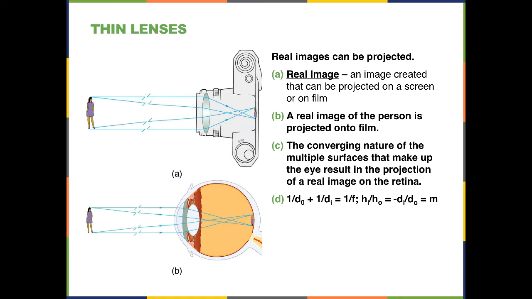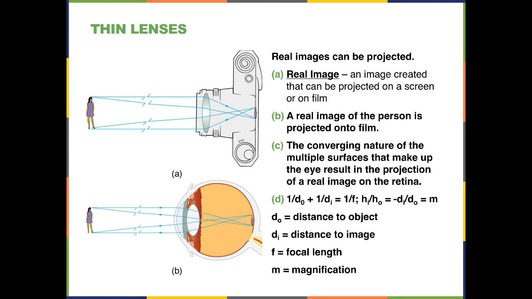Now this is the lens formula: 1 over d0 plus 1 over di is equal to 1 over f. And then the magnification, m, is h of the image, the height of the image, divided by the height of the object, which is also equal to negative the distance to the image divided by the distance to the object. So d0 in this formula is the distance to the object, di is the distance to the image, f is the focal length, and m is the magnification.